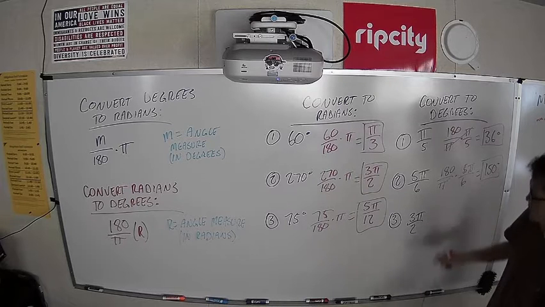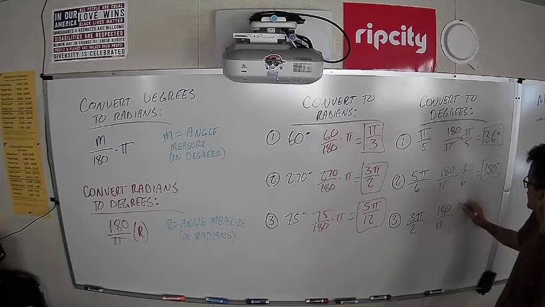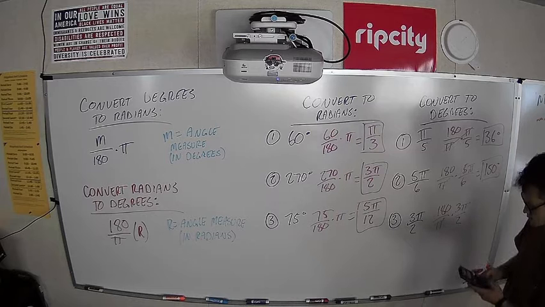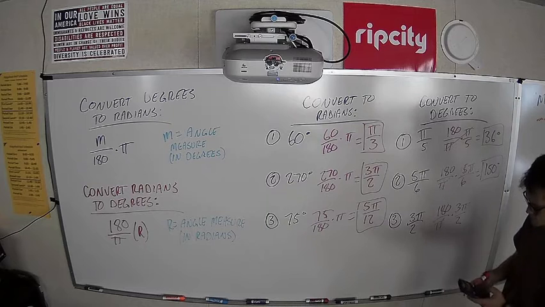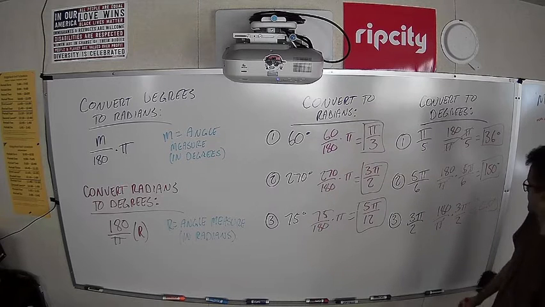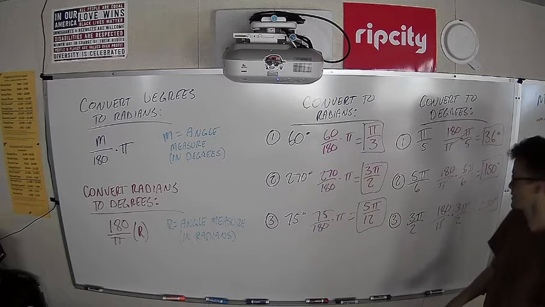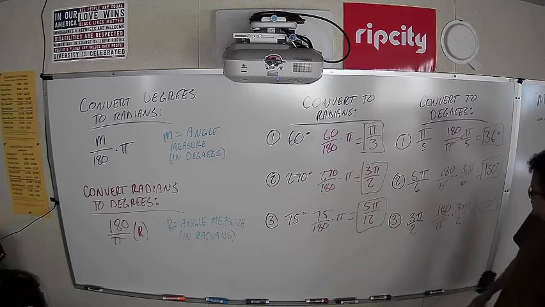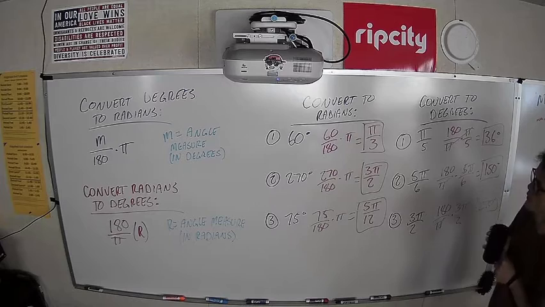This last one, 3 pi over 2, 180 over pi times 3 pi over 2. Pi's cancel. 180 times 3, 540, divided by 2. And we learn that this is 270 degrees. That makes sense because just a moment ago we started with 270 degrees and got 3 pi over 2. Now we're going the other direction. This kind of demonstrates that our formulas over here are valid. You can go back and forth if you're following the right direction.